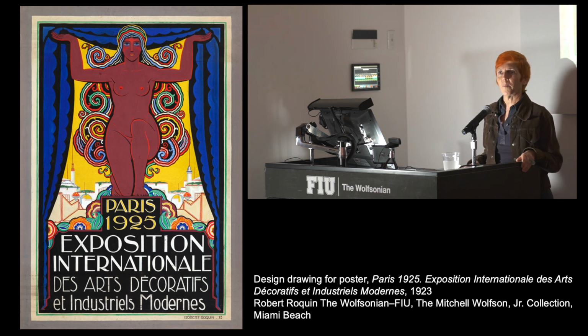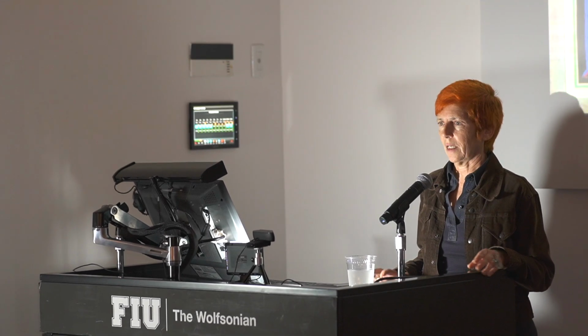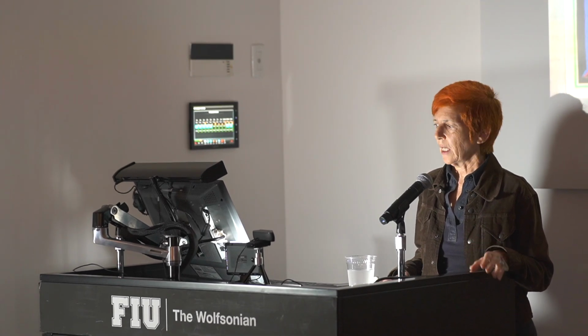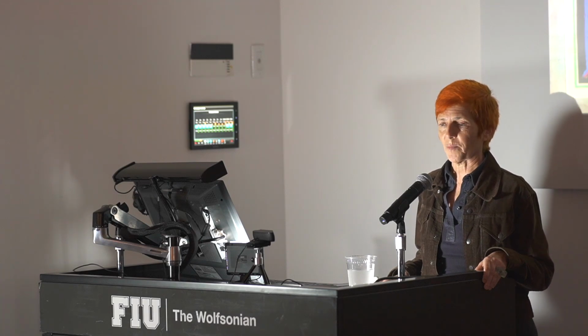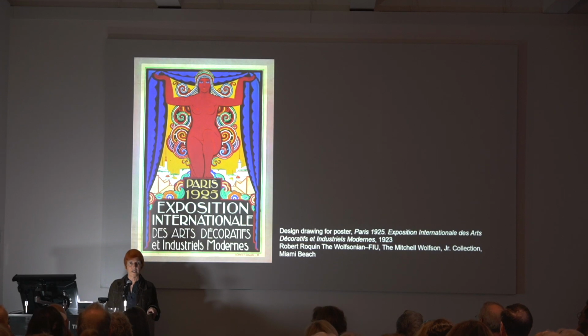This design drawing is in our collection, and we're very proud of having it, because the poster was never printed. There was a competition in 1923, and this was one of the posters presented, and we don't know why it was not chosen. I think it's beautiful, and it really presents, in a way, the global character of Art Deco.